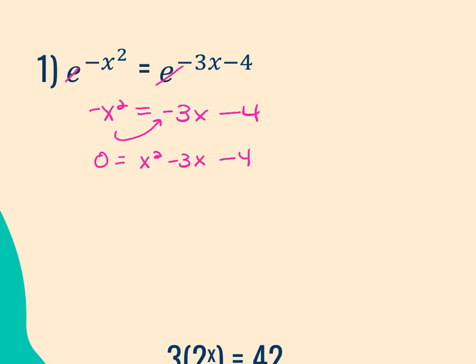As soon as you see an x squared and an x, realize you're going to end up factoring. Now find the factors of negative 4 that sum to negative 3. x minus 4, x plus 1, and then split and solve this. x would equal 4, and x would equal negative 1.